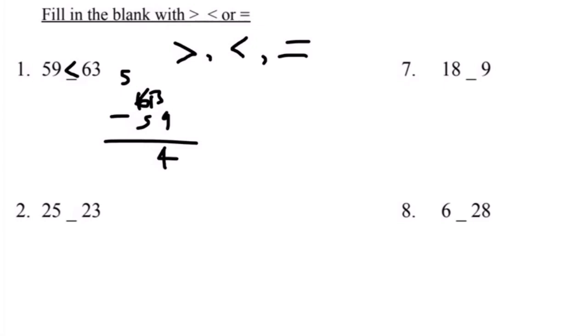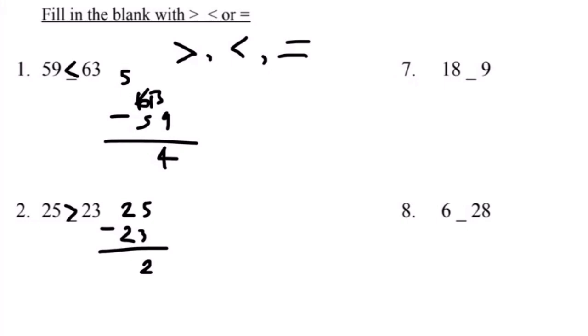Number 2, 25 and 23. Well, we know that 25 is greater, but let's check. 5 minus 3 equals 2. 2 minus 2 equals 0. 25 is 2 units greater than 23. Therefore, 25 is greater than 23. And if you were to subtract 23 minus 25, you would get a negative number. Therefore, we know that 23 is less than 25.